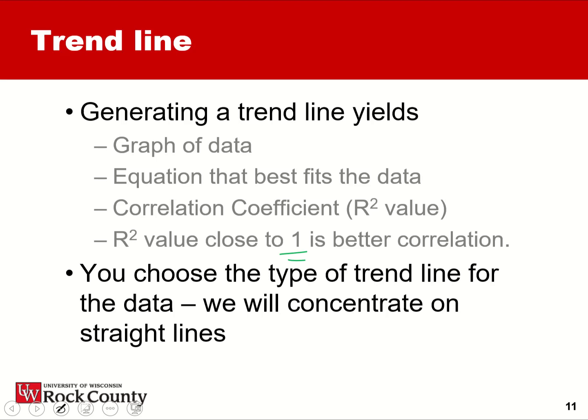So it's between 0 and 1 is our value. And we can choose different types of trend lines that will give us the best correlation. Typically, we will concentrate, though, on straight lines.